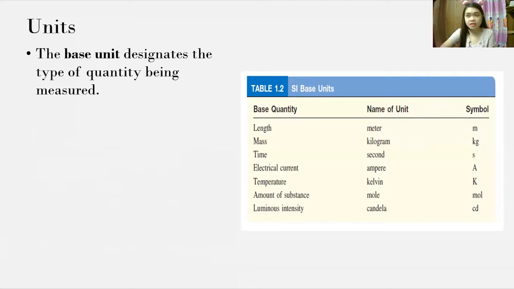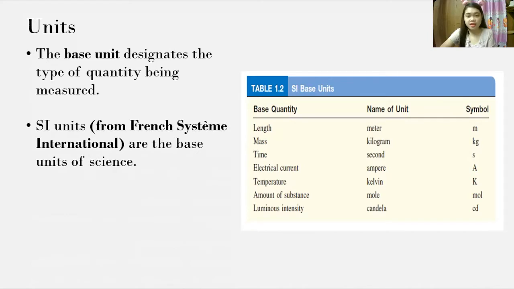Usually, the base units that we use are based on SI units. SI comes from the French Système International, and these are the base units that are usually used in science and in measurement. As you can see here in table 1.2, we have 7 base units or base quantities. First we have length, then the name of its unit and its corresponding symbol. For length, we have meter, and the symbol is m.